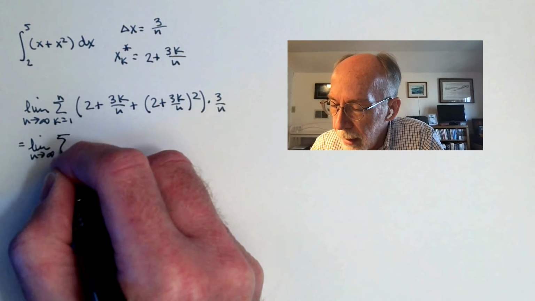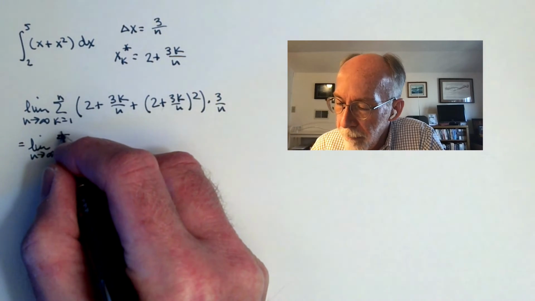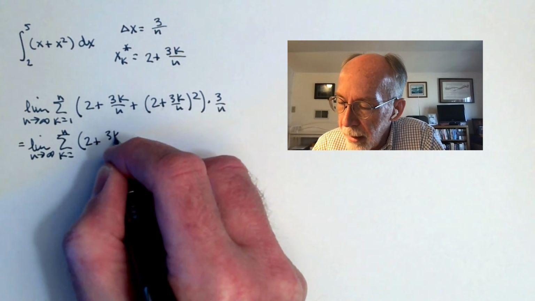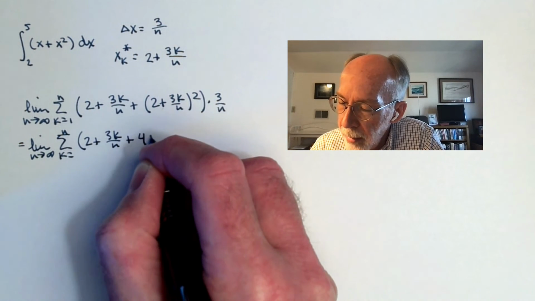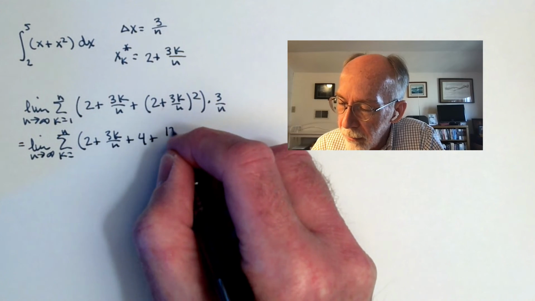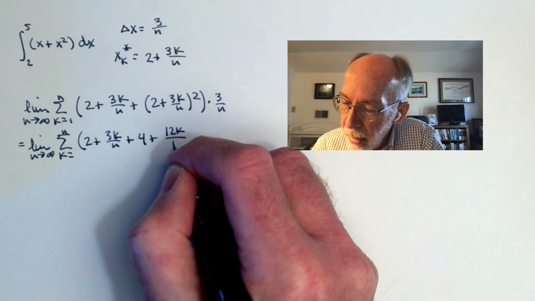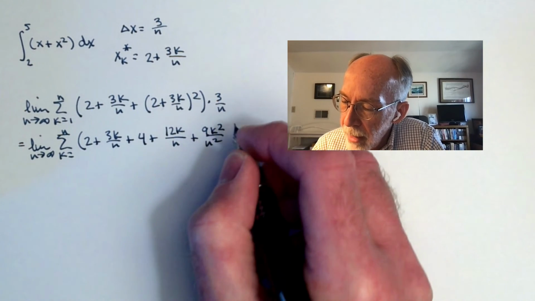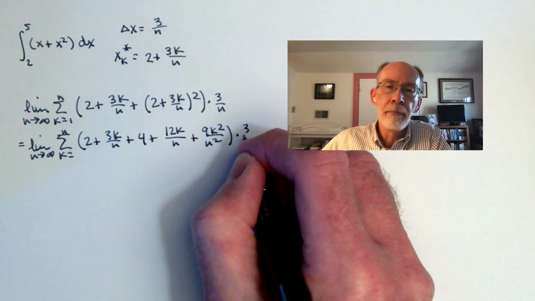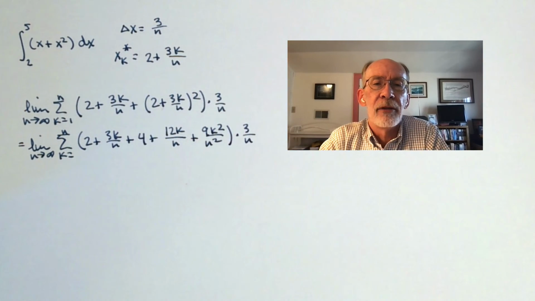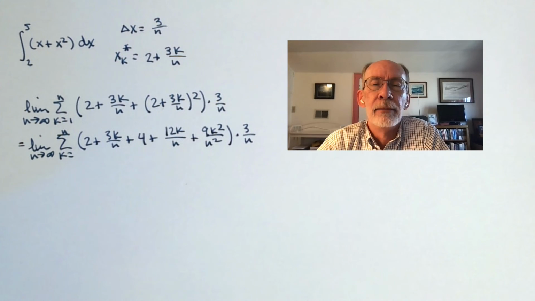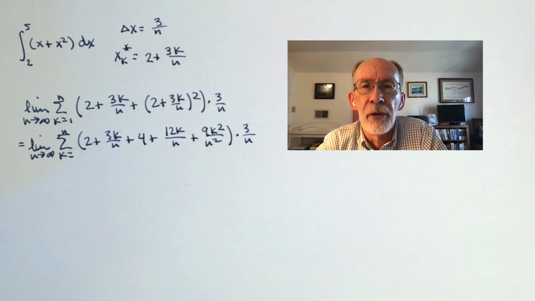So sum k=1 to n, limit of that sum, 2 plus 3k over n plus 4 plus 12k over n plus 9k squared over n squared, all times 3 over n. If I'm doing the algebra a little quickly, if I'm doing what seem to you to be too many steps at once, just pause the video and throw in another step or two and verify for yourself that what we're doing is correct.